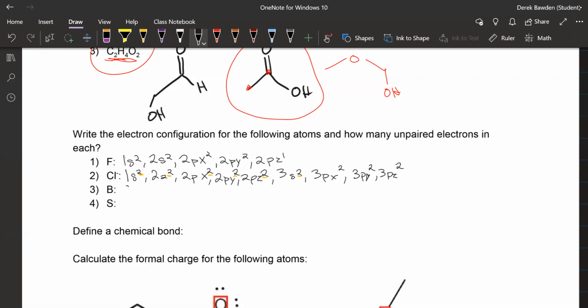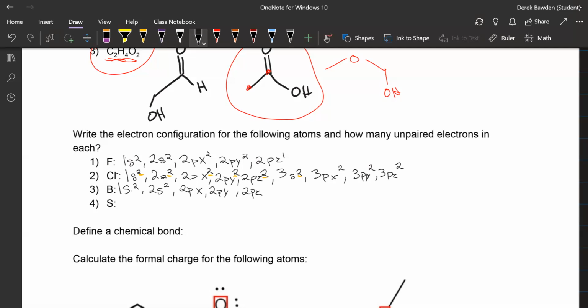So we're gonna go 1s2, 2s2, and then 2px, 2py, 2pz. Okay, so far we've used 4 electrons. So what's going to happen in our p shells? How many electrons? Just one. Just one in our p shell, right?